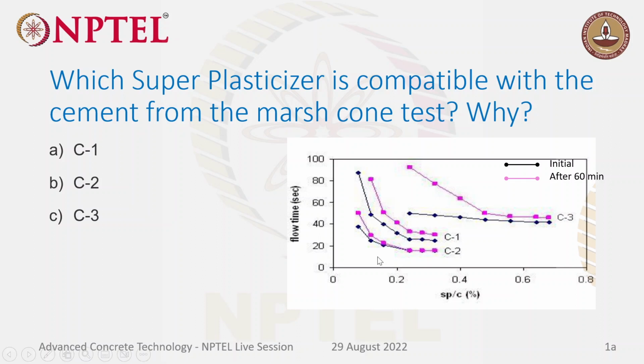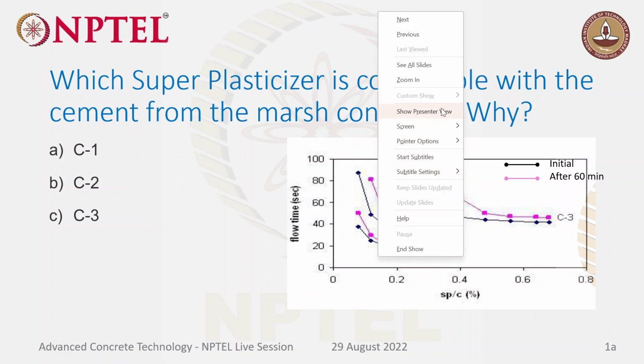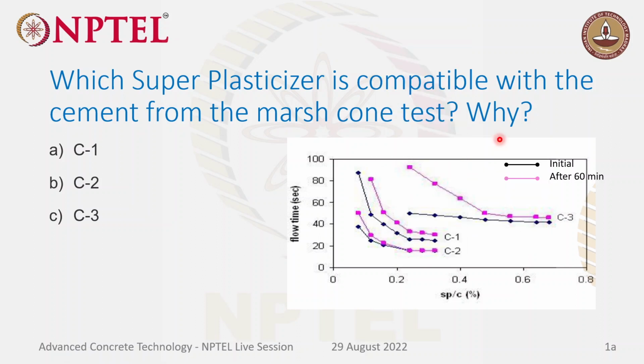Let me start. Take the pointer. Okay, so here you can see that first we will see how C1, C2, C3 differ. Here we can see that the initial and the after-60-minutes results are separate in C1. In C2 it's merging after a point of time, and in C3 it's merging too, but it's not as good as C2. So this is the difference we observe.